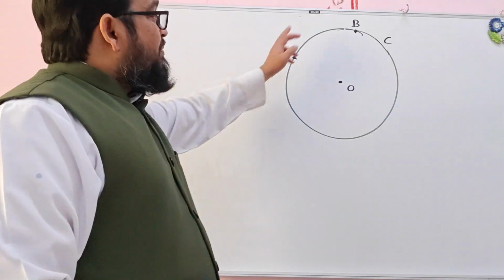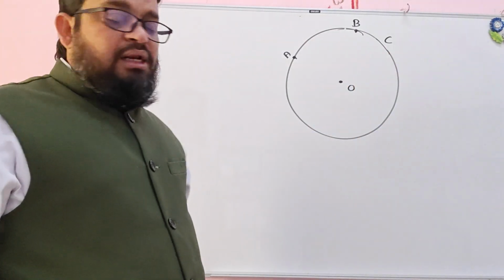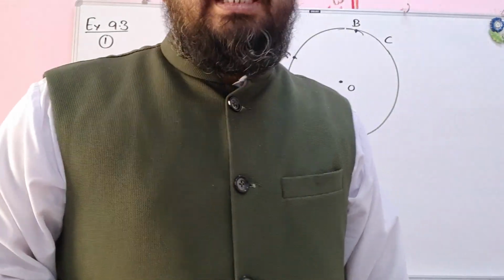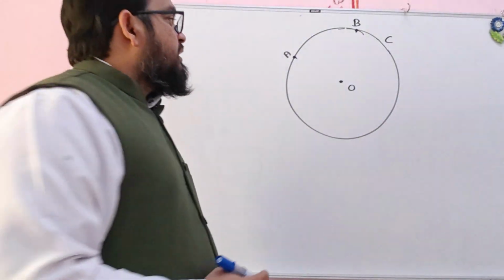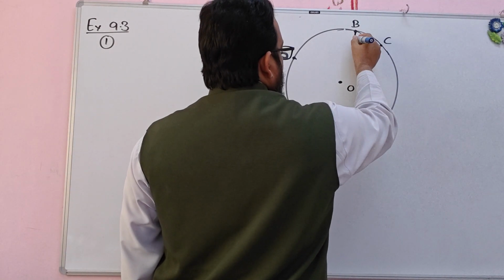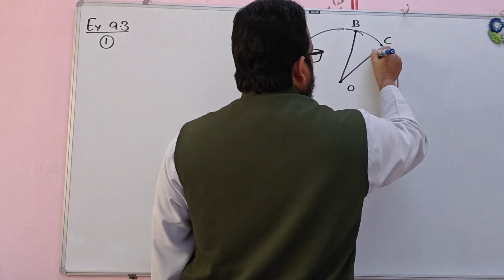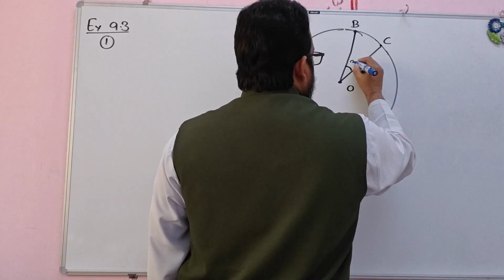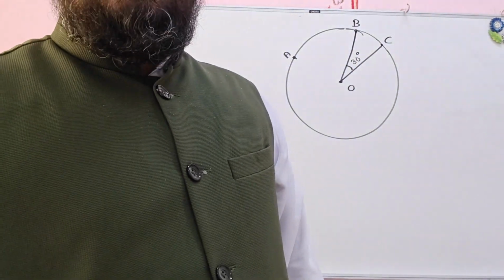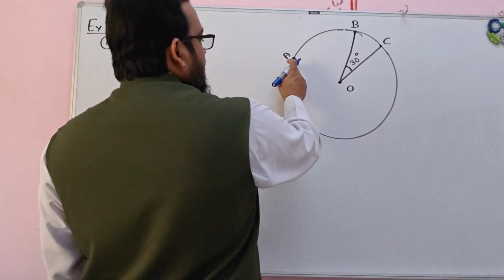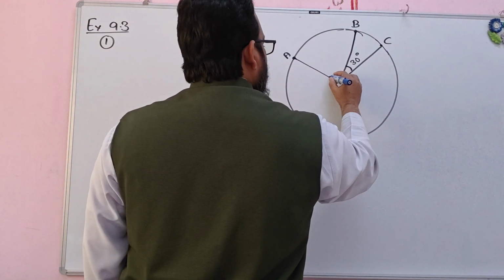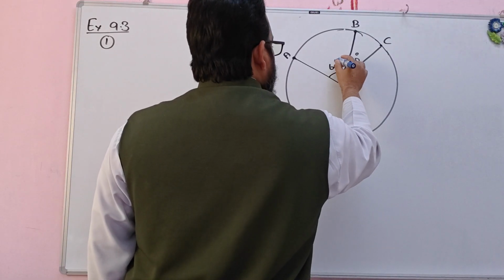So A, B, C are the points on the circle with center O. Now what is given? Angle BOC is 30 degrees. So let us join BO and OC. So this is 30 degrees. And after that, AOB is 60 degrees. Where are A, O and B? So join AO. So this will become 60 degrees.